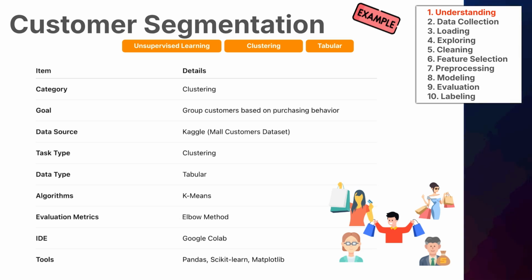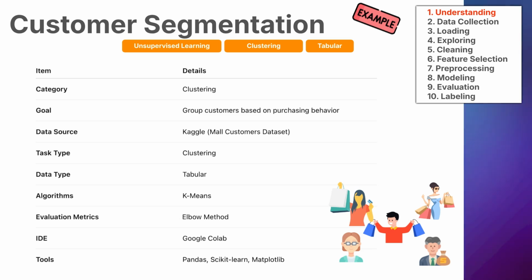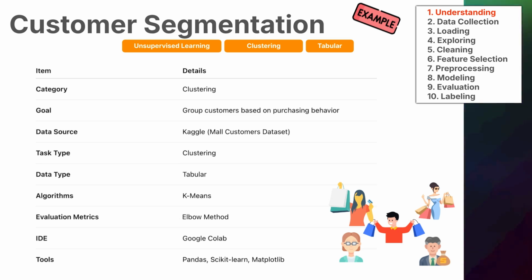The project is implemented using Google Colab. The main tools are pandas for data manipulation, scikit-learn for applying k-means and computing metrics, Matplotlib for visualizing clustering results and decision boundaries. And we'll follow the workflow as shown in the upper right. All right, now let's get started.